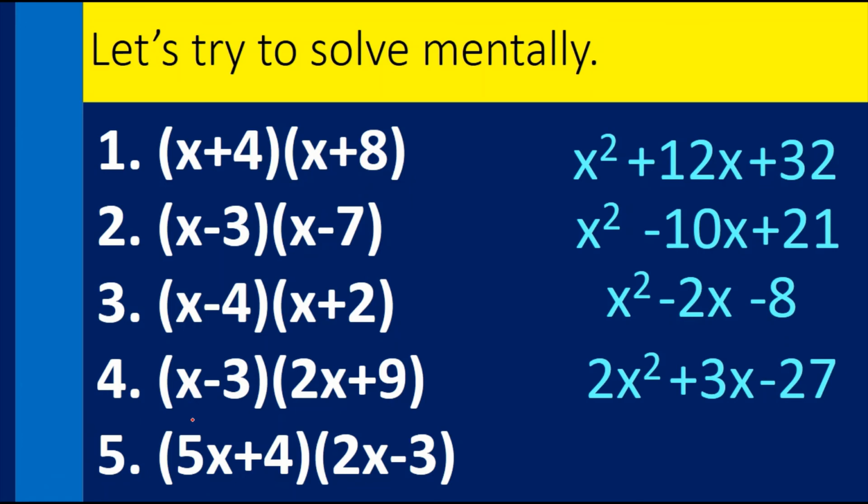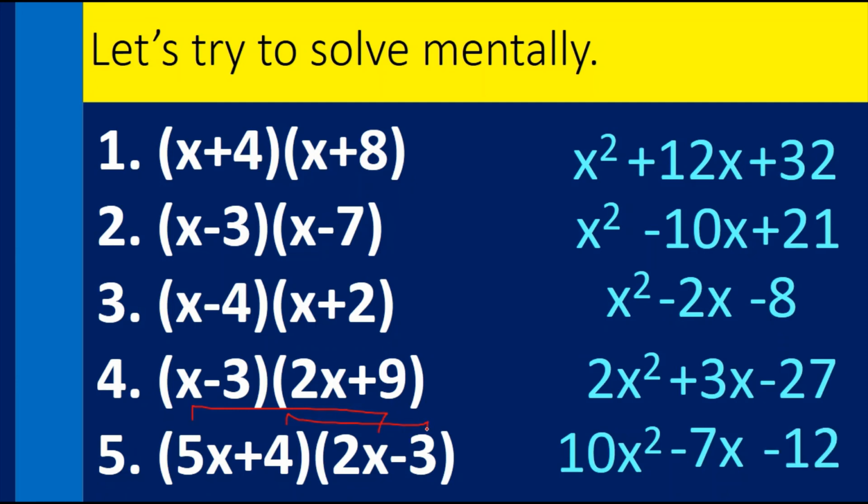Get the product of the first terms. So, 5x times 2x, we have 10x squared. And then middle terms, 4 times 2x equals 8x. 5x times negative 3 equals negative 15x. So, negative 15x plus 8x equals negative 7x. And for the last term, 4 times negative 3 equals negative 12.